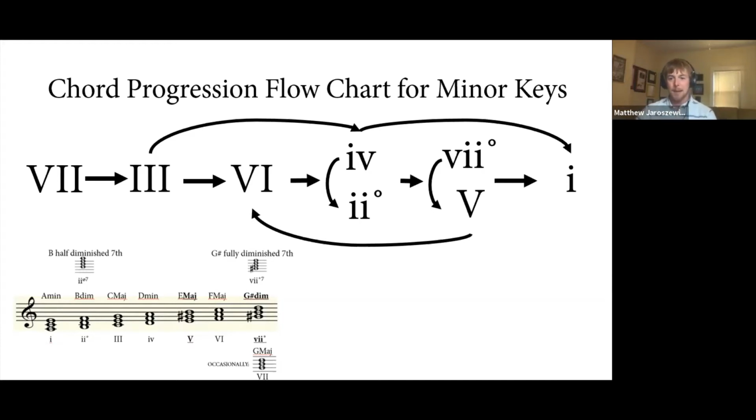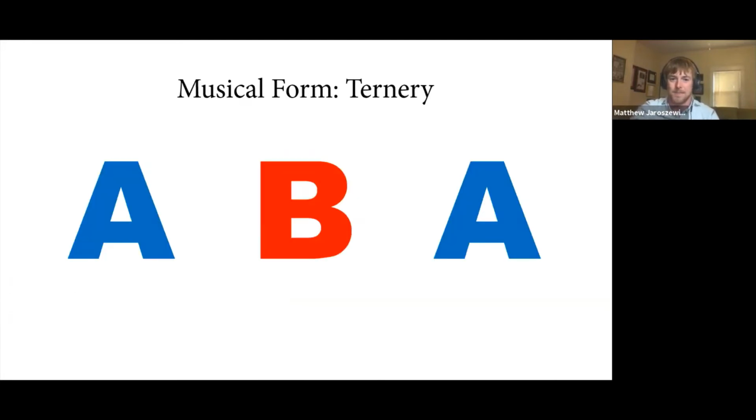5 and 7 typically are still major and diminished, respectively, because they are the last step in the flowchart that leads us back to 1. So we still get the same 5-1 sound. But you can occasionally have 7 be a major triad, and it would go at the very beginning of the flowchart before 3 if it occurs.